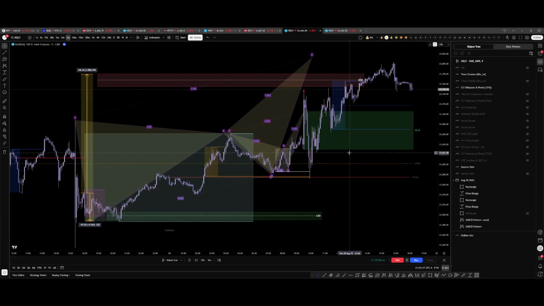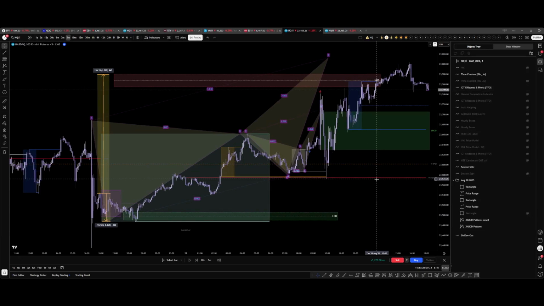So this is a way to use statistical data to kind of help if you have targets that you are looking to hit. Hope this helps.